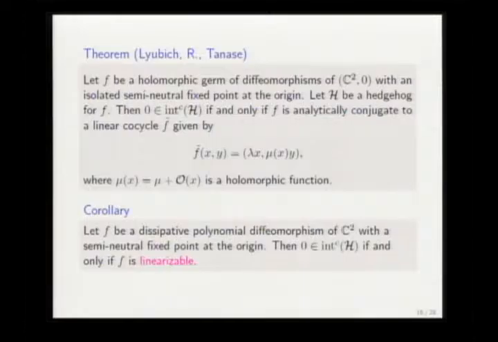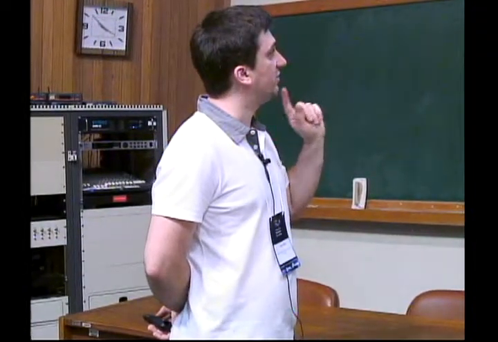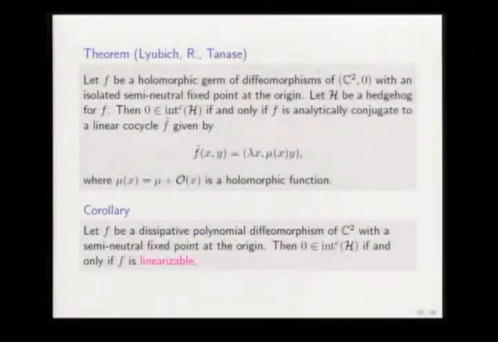So this is not quite linearizability. In one dimension, Perez-Marco shows that if you are in the interior of the hedgehog, and f to the power n is not equal to the identity, then the germ is linearizable. In C2, the situation is slightly more delicate. However, if you discuss polynomial diffeomorphisms of C2, which are global objects, and they have constant Jacobian, then you have a precise condition. 0 is in the interior of the hedgehog with respect to the center manifold if and only if the germ is linearizable at the origin.